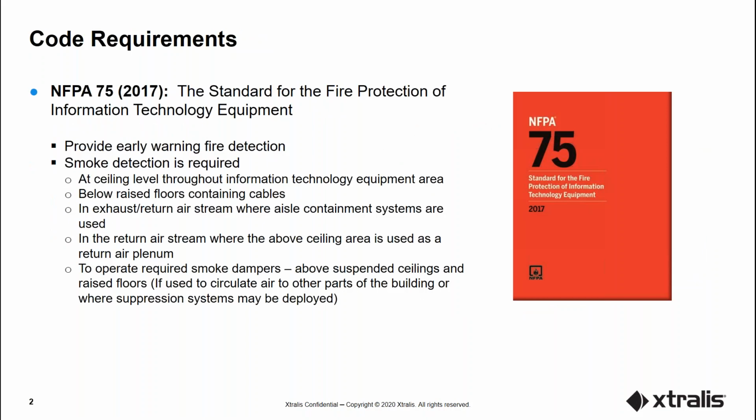Before we go further, I wanted to highlight the code requirements for these areas. Per NFPA 75 2017 edition, the standard for protection of IT equipment, smoke detection is required at the ceiling level throughout an IT equipment area, below raised floors containing cables, in exhaust and return airstreams where aisle containment systems are used, in the return airstream where the above ceiling is used as a return plenum, and to operate required smoke dampers.